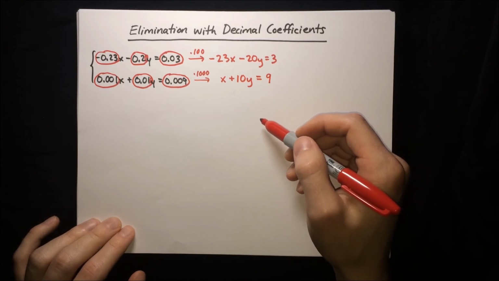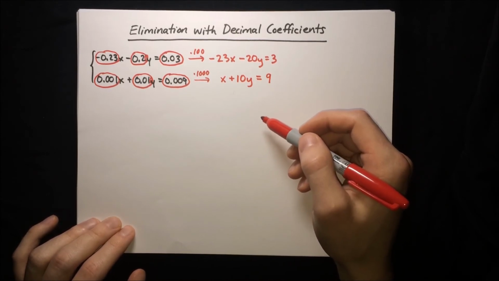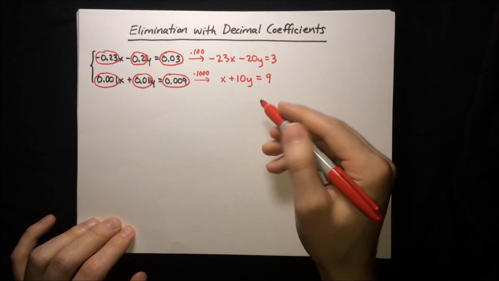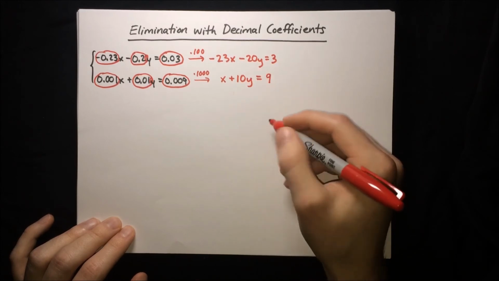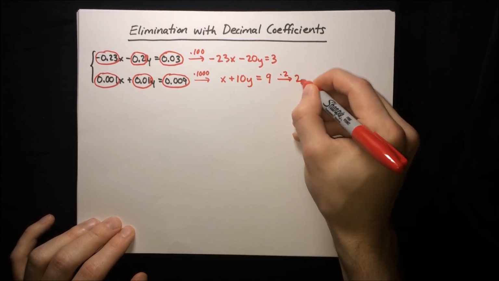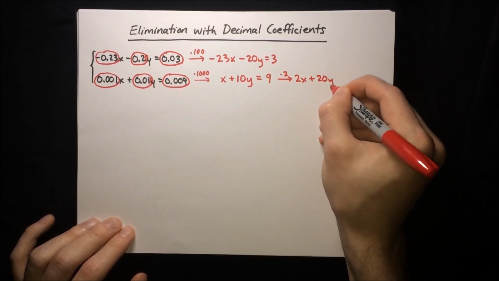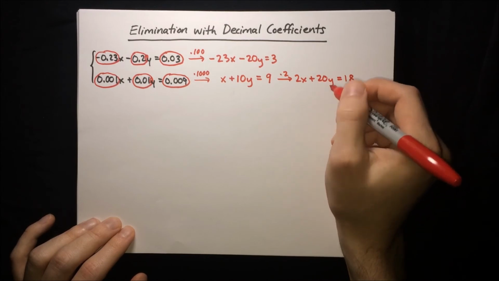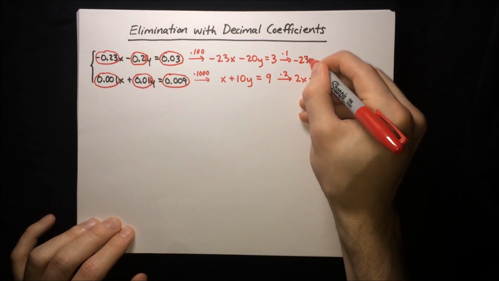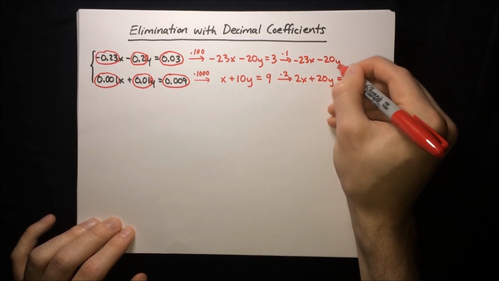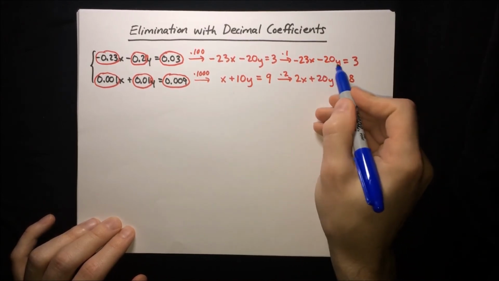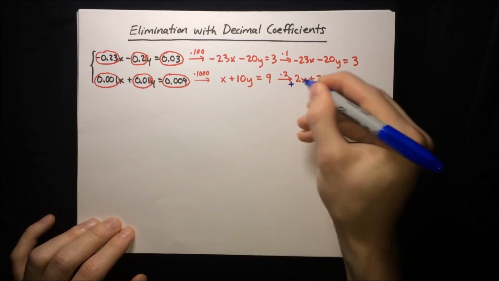So what are we going to eliminate here? I think it'll probably be easiest if we eliminate this 10y and this negative 20y, because we can just get this 10y up to 20y and then it'll cancel. So let's multiply this bottom by 2, and we'll get 2x plus 20y equals 18. And the top equation we'll keep the same, times 1, get negative 23x minus 20y equals 3. And now if we add the equations, this negative 20y will cancel with this 20y. So let's go ahead and do that.